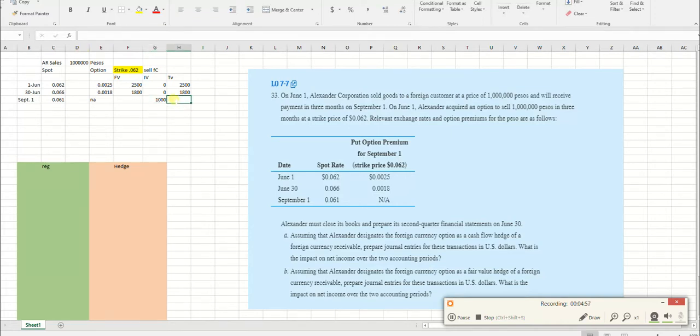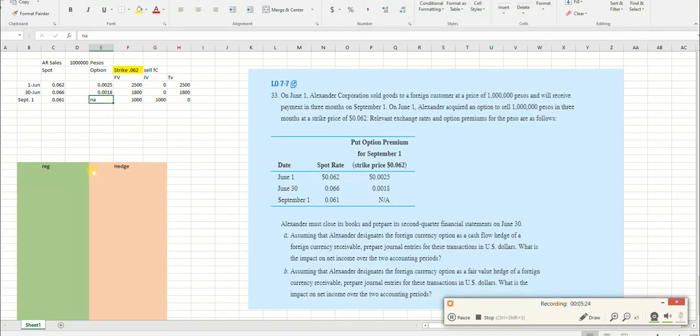I know that the time value to sell it on September 1st has to be 0. And so now I know that my fair value is $1,000 there, because I'm going to have 0 time value on the last date. It all has to be intrinsic value. So I could fill this in whatever if I want, but it's just basically not applicable in this particular case.